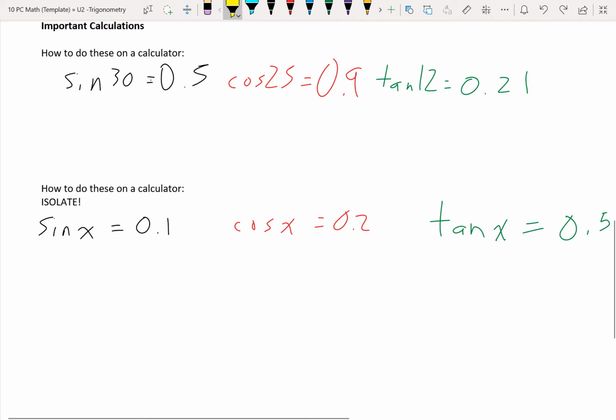Okay? So we have a triangle and we figured out the ratio of opposite over hypotenuse is 0.1, but I need to know what that angle is. So the problem is I want it to say x. I want it to say x equals a number. But right now it's got sine with it.